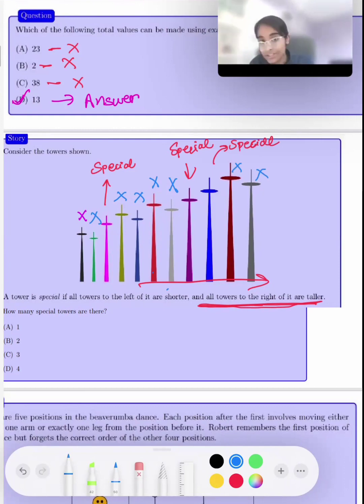So they're not special. So let's count the number of special towers we have. 1, 2, and 3. We have 3 special towers. So our answer would be option number C.